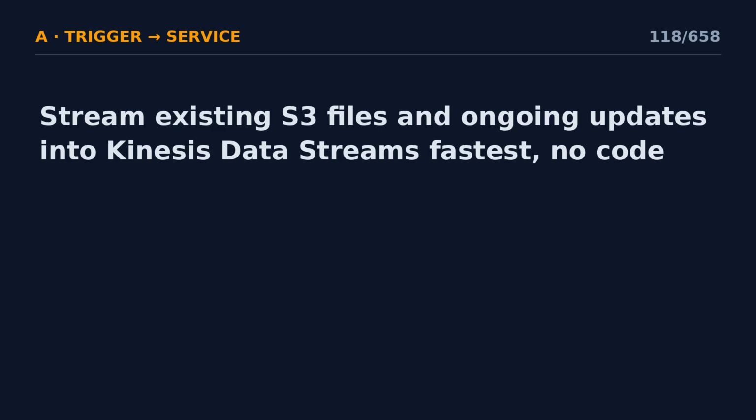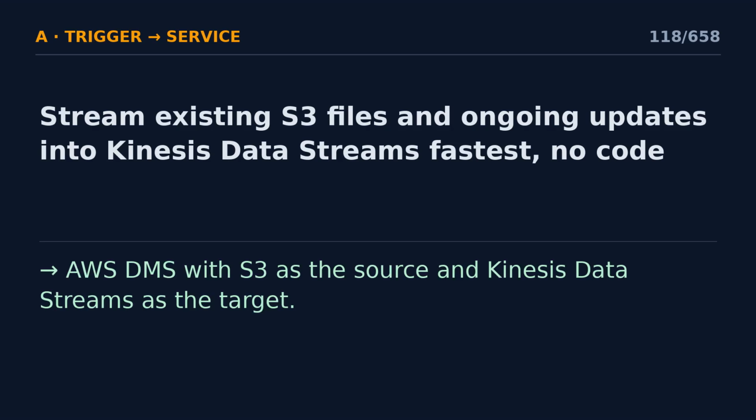Stream existing S3 files and ongoing updates into Kinesis Data Streams fastest, no code. Answer: AWS DMS with S3 as the source and Kinesis Data Streams as the target.